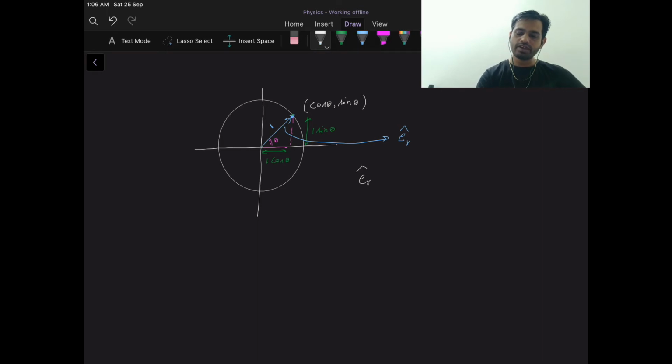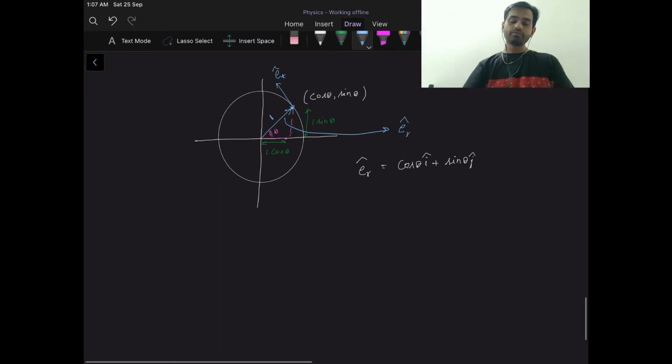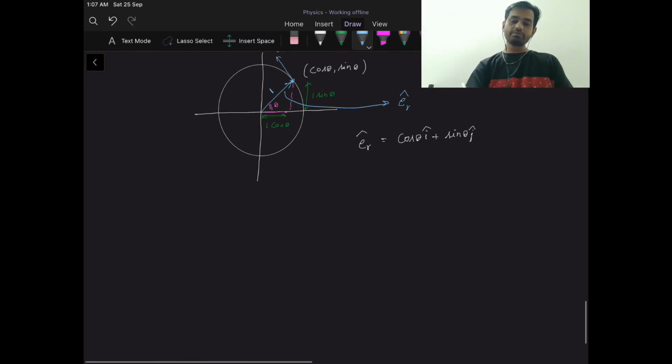What will be the value of E r cap? The value of E r cap will be equal to cos theta i cap plus sin theta j cap, right? And where is the unit vector along the tangent? So this vector will be the unit vector along the tangent. We can say that this vector is E t cap. Now our objective is to determine the value of E t cap. So how do we find out the value of E t cap?